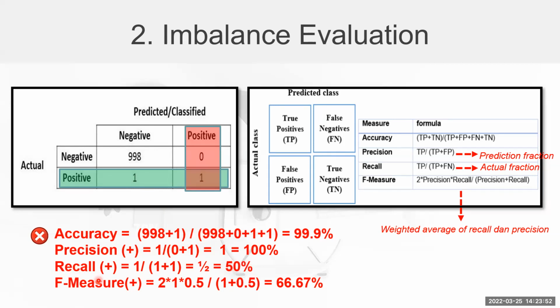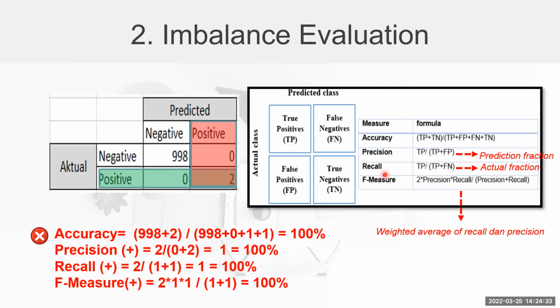How about F measure of the positive class? We just calculate it from recall and precision based on the formula in the slide before. We get about 66.67%. I think it is more accurate than saying the model gets 99%, which doesn't represent the minority class well.